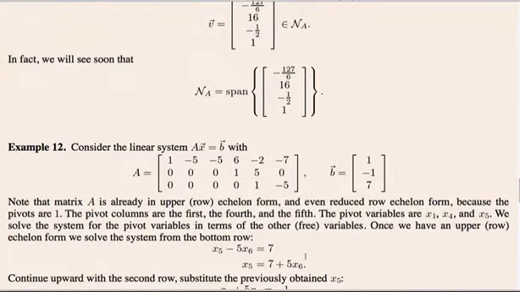Next example, consider the linear system Ax equals b with this A matrix, which is a 3 by 6 matrix, and b is a 3 vector. Note also that matrix A is again in an upper echelon form or a row echelon form, and it's even better because all the leading entries are 1. This is actually called reduced row echelon form.